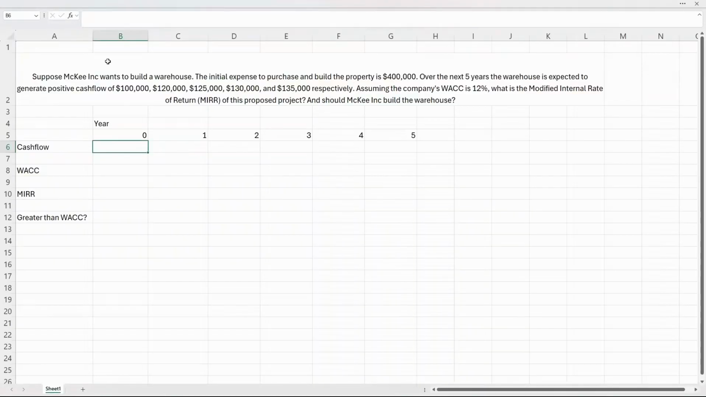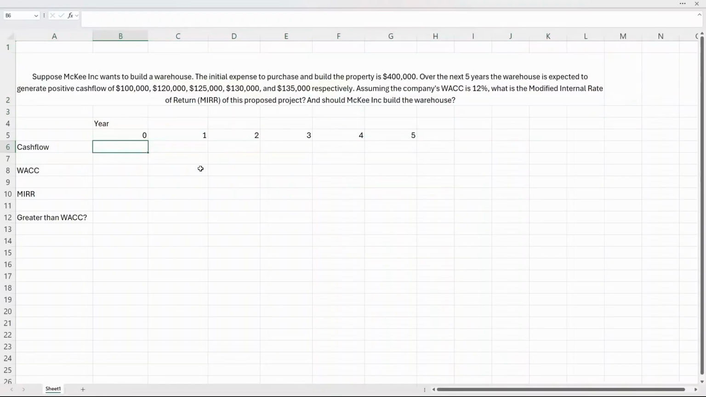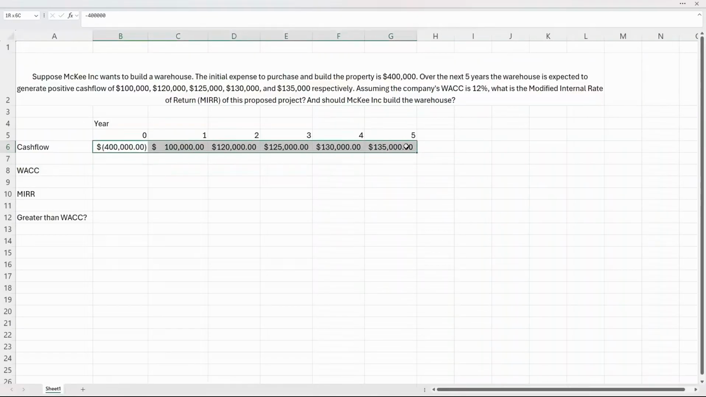So I prepared a standard question here asking us to find the modified internal rate of return. It's the same schedule of cash flows as the other videos in this playlist. And with any of these capital budgeting questions, it's best to take that verbal description and turn it into a timeline of cash flows. So we have an initial expense of 400,000. That's going to be negative 400,000. We have positive cash flows of 100,000, 120, 125, 130, and 135. So this is all of our cash flows.